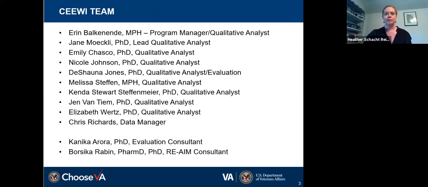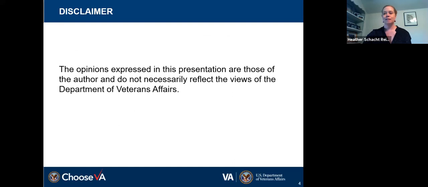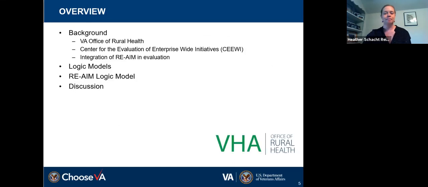We have a large CWE team that has a portion of several different people's time to work on this and to really be able to respond to some of the issues that we address. You'll see a lot of qualitative work. Partly that's because I'm an anthropologist, partly it's the stage of development we're in as a team. Also point out Kanika Arora, who is an evaluation expert, PhD in that area, who's been a great consultant for us. Then of course, Borshika, which many of you know already, who has been our RE-AIM consultant on this as well as consulting on many other topics around implementation. Of course, these are my opinions and not the Department of Veterans Affairs.